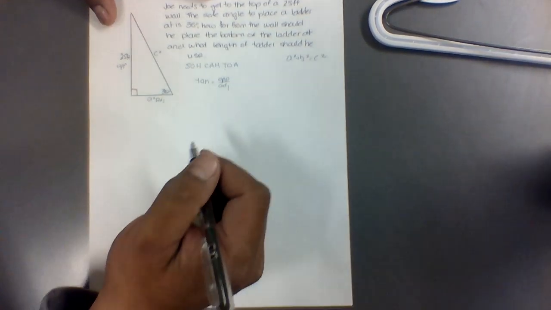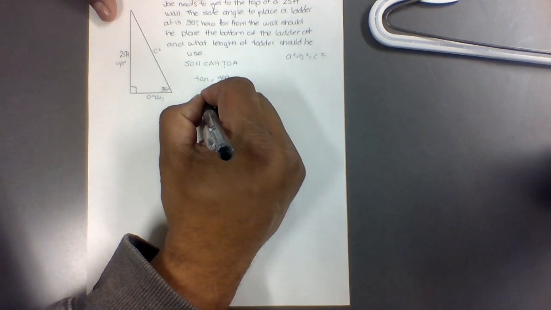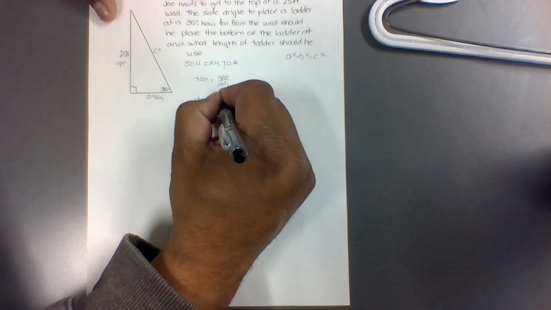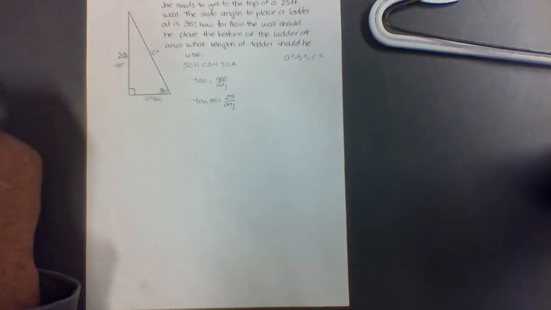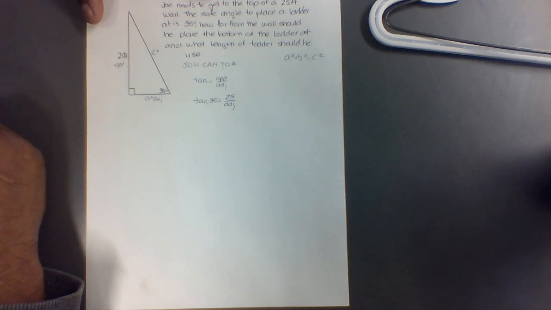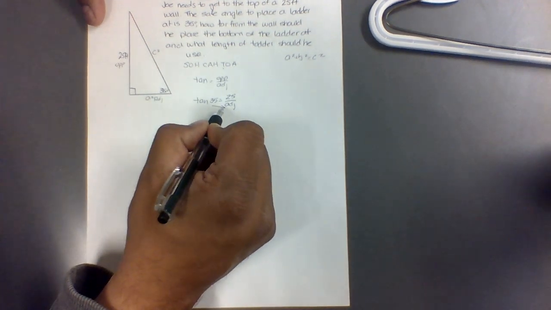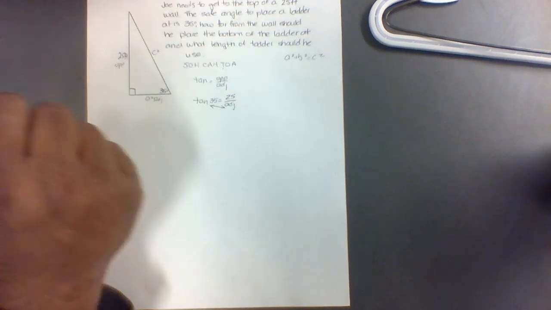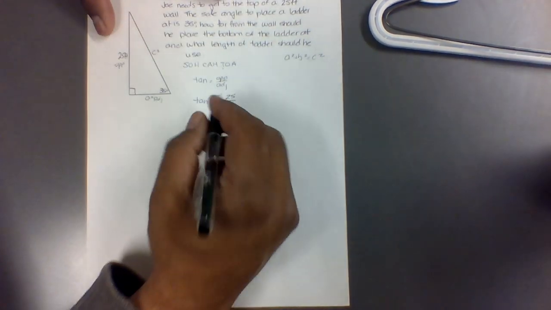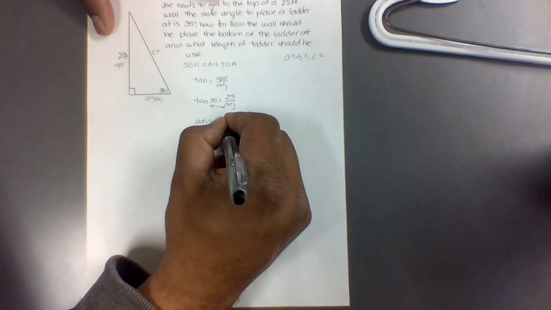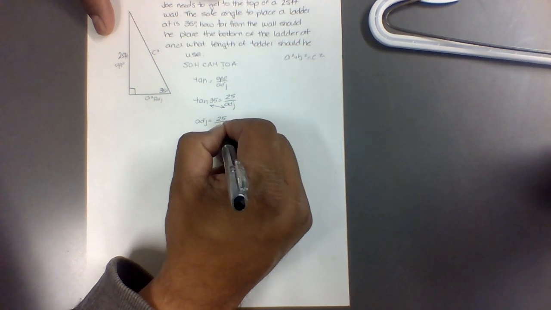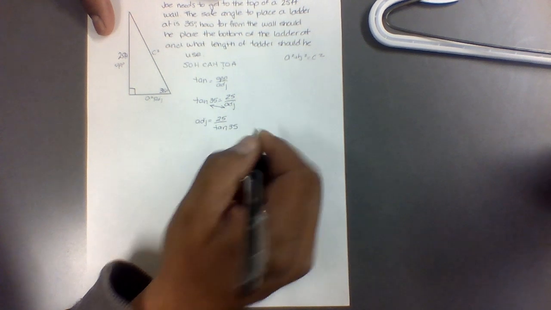We plug in what we know. The tangent of 35 degrees equals the opposite side over the adjacent. Now, if you remember from our previous videos and assignments, these two can switch spots if we need them to figure out the answer. So the answer would then look like: the adjacent equals 25 divided by the tan of 35.